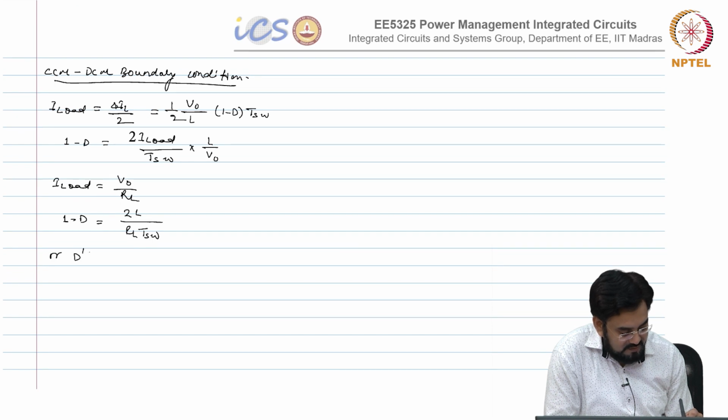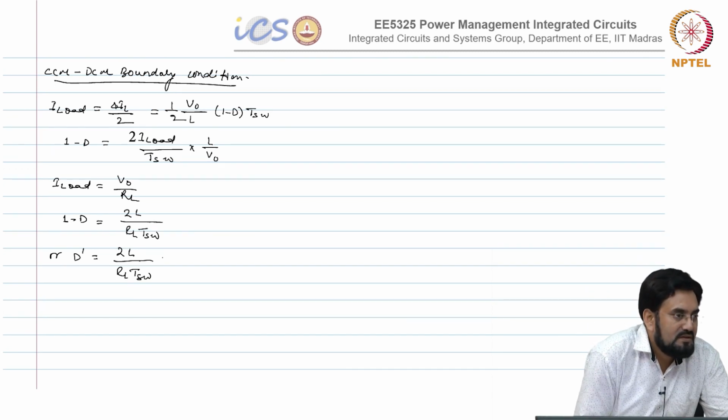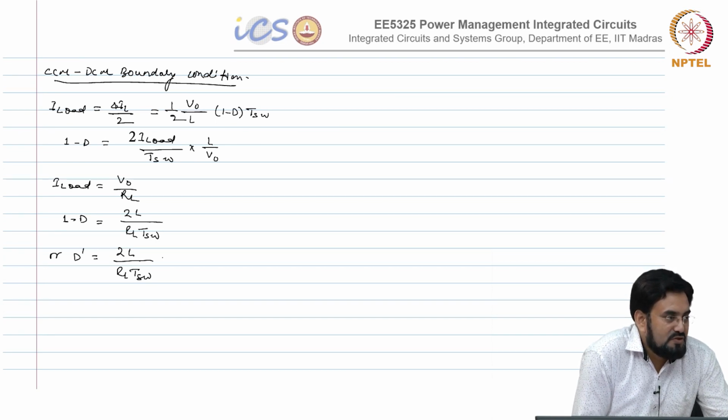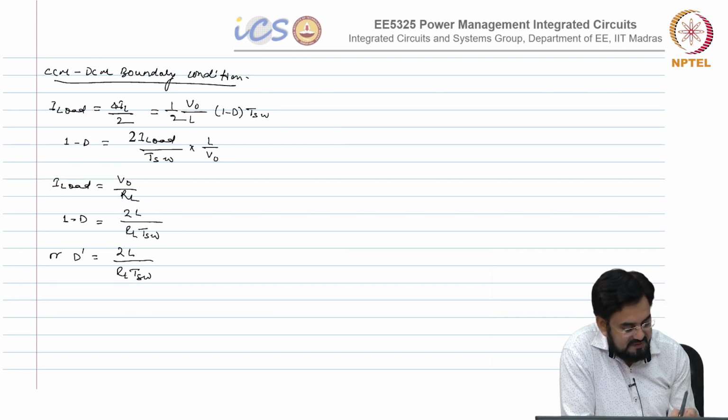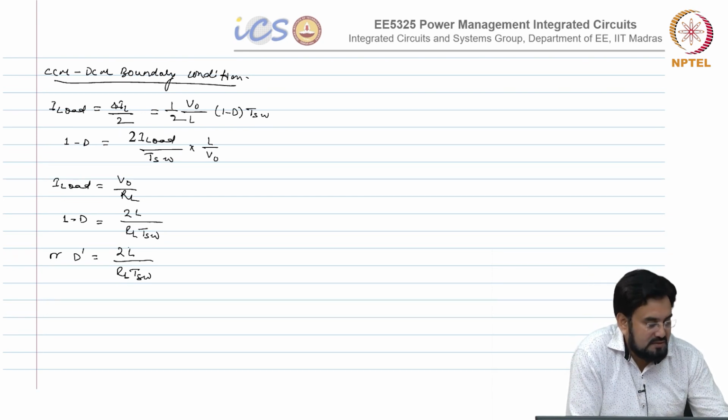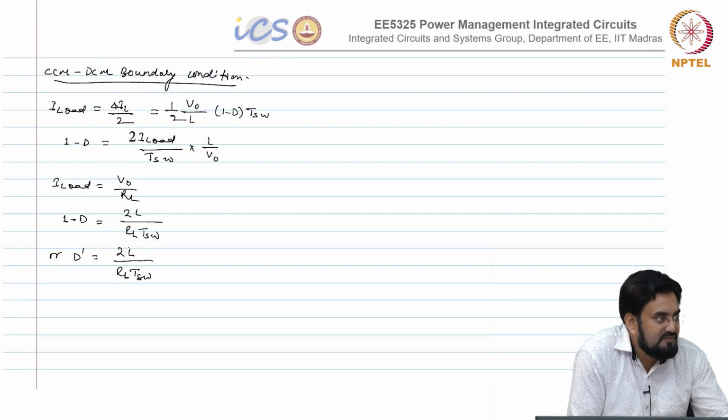Or D naught equal to 2L over, which means 1 minus D should be what? This is the boundary condition basically, which is depending on what? Switching frequency, your load and inductor. So, it should be less than or greater than this D naught. Huh? Yeah, greater than for CCM. For DCM, it should be less than this.